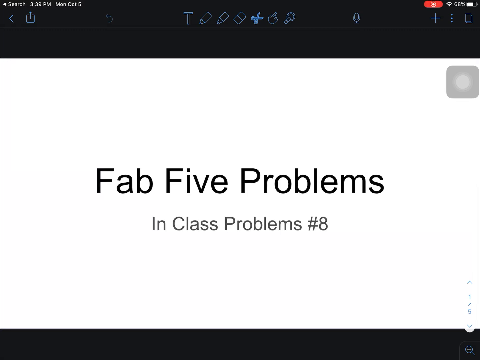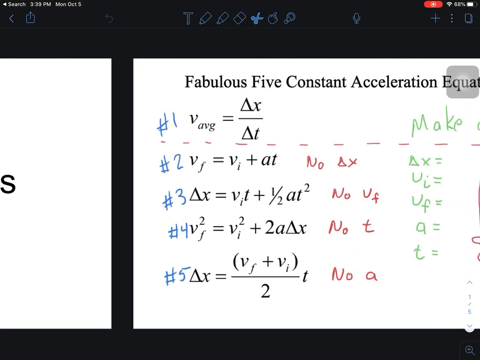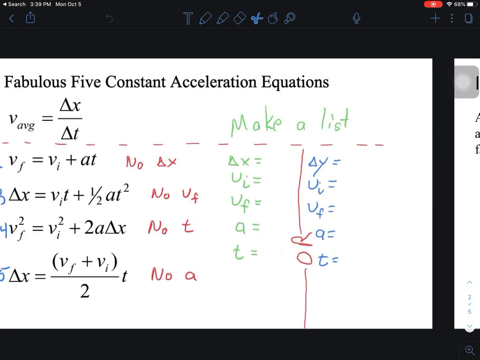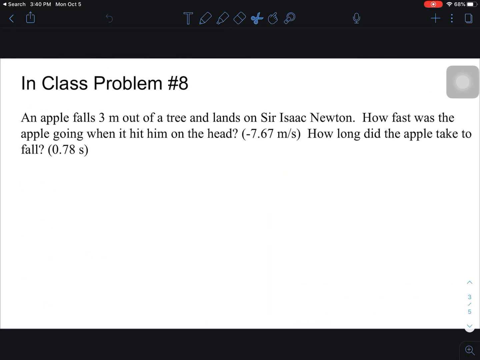Welcome everyone. We got through part of this problem in class for some classes, and some of us got all the way through. So depending upon where you are, maybe you want to fast forward or rewind. But this is off the worksheet called In Class Problem Number 8. So these are the Fab 5 equations we're going to be using, and here is problem number 8.